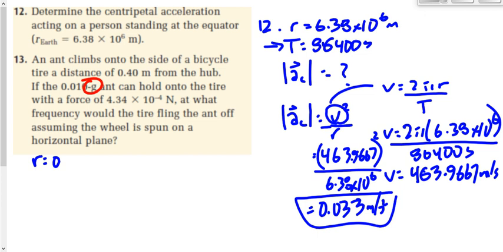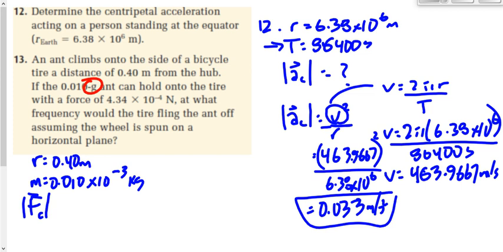R is 0.40 meters. My mass is 0.010 times 10 to the minus 3 grams. Some of you may just prefer to move the decimal place over. I like to use the exponent there. Whatever, it doesn't really matter. We've got the force, the centripetal force, and we're looking for the frequency here.